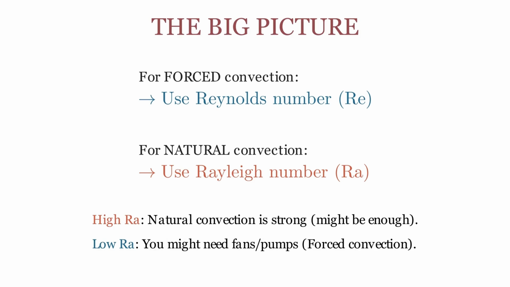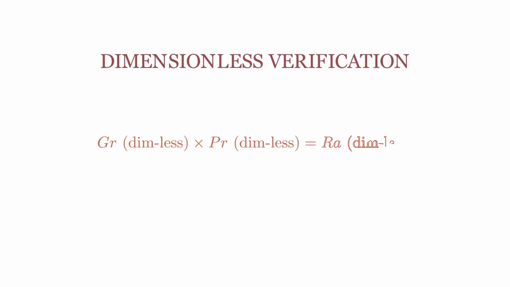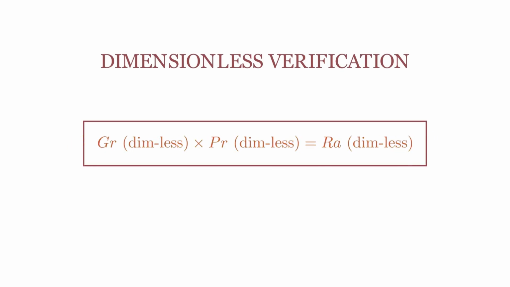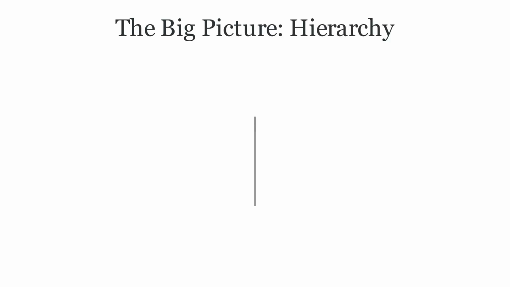When Ra is low, you might need forced convection, fans or pumps. Dimensionless verification: Grashof dimensionless times Prandtl dimensionless equals Ra dimensionless. Let's step back and see the complete picture.